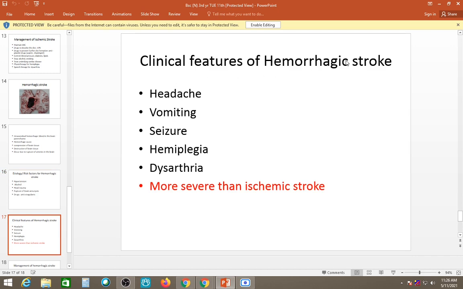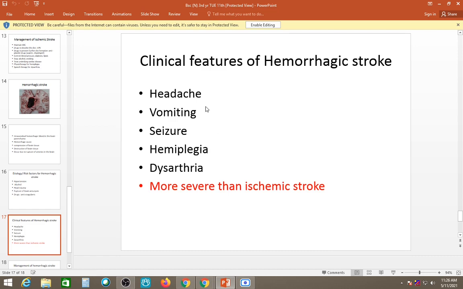What are the clinical features of hemorrhagic stroke? Hemorrhagic stroke, we have to remember, is very, very dangerous and fatal. It is more severe than ischemic stroke. Okay, hemorrhagic stroke has more mortality. The patient has more chances of dying after a hemorrhagic stroke than ischemic stroke. It is very, very severe.